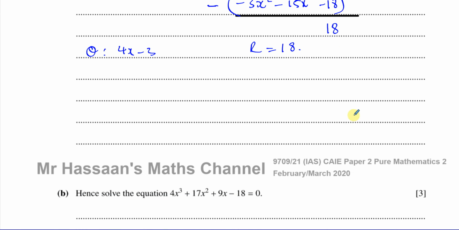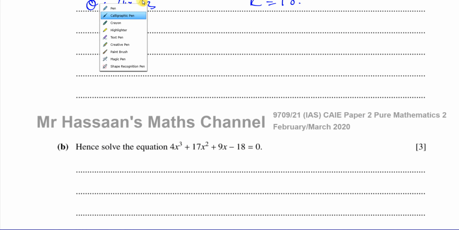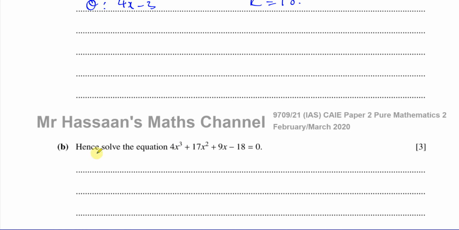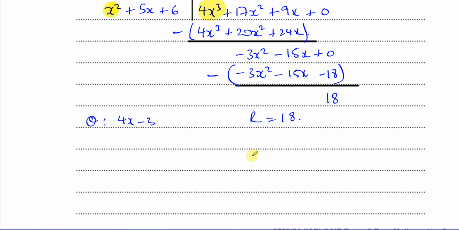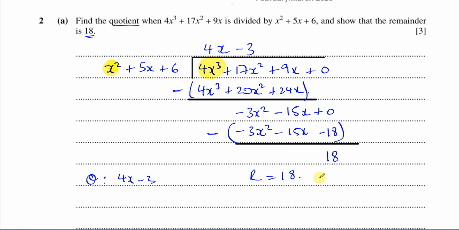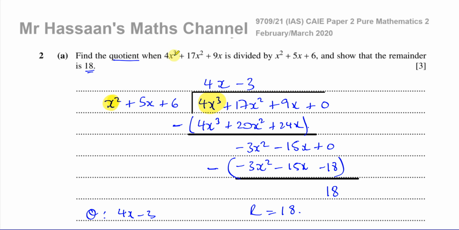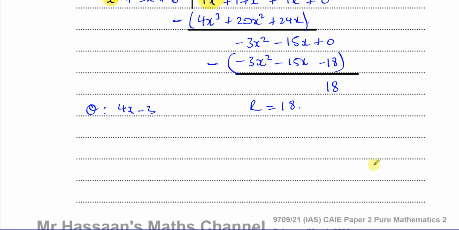It says here, hence solve the equation. Now when you ever see a question saying "hence", it means using your previous result. So what we can say is when I divide 4x cubed plus 17x squared plus 9x by x squared plus 5x plus 6, I get 4x minus 3 and remainder 18. So let me write that down.